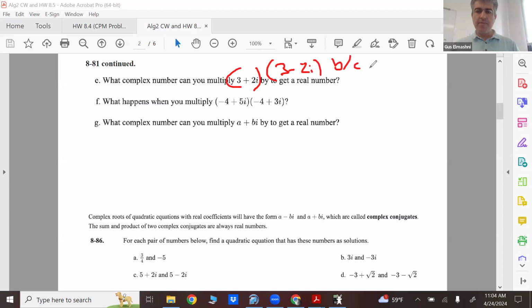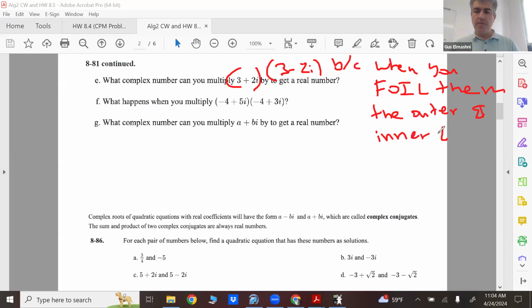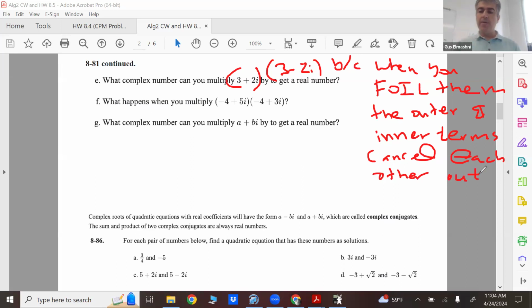And that's because when you FOIL them, the outer and inner terms cancel each other out. Yeah, I know, it's lunchtime. It's better than the days when lunch is like 12:45 or something like that. So yeah, when you FOIL them, the outer and inner terms cancel each other out. Okay.